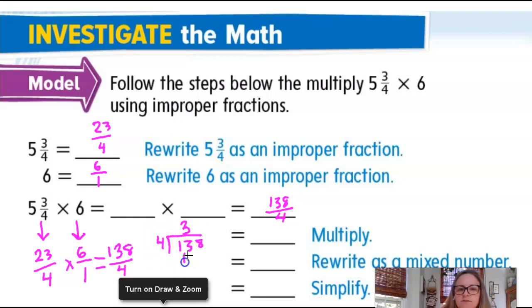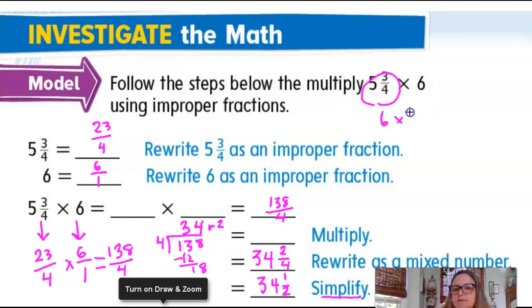So 3, that's 12. I subtract. 4 goes into 18 4 times. And then there's going to be a remainder of 2, right? So now I have to make that into a mixed number. So that would be 34. The remainder is 2, and the denominator is 4. And then it says to simplify it. So I know 2 is half of 4. It simplifies to 34 and a half. Let's do an estimate real quick. This is about 6, and 6 times 6 is going to be about 36, right? So I look at my answer, 34 and a half.